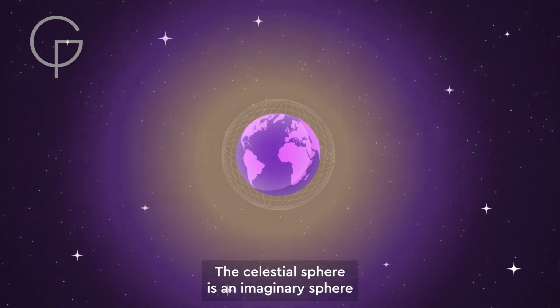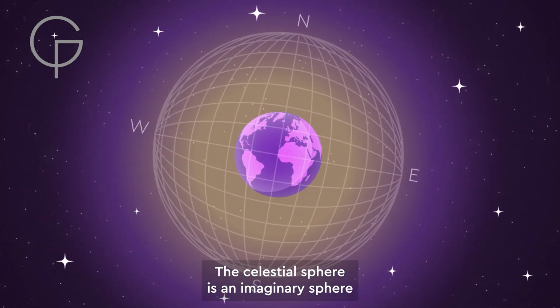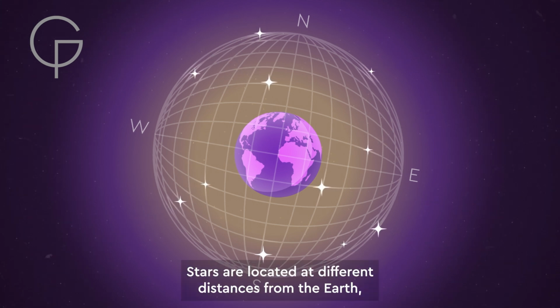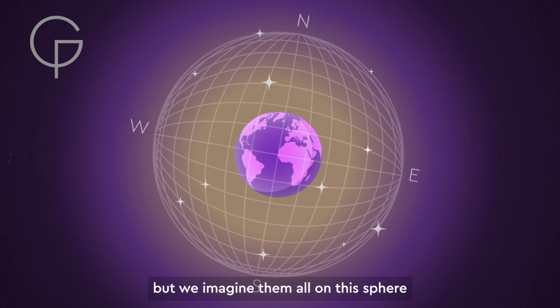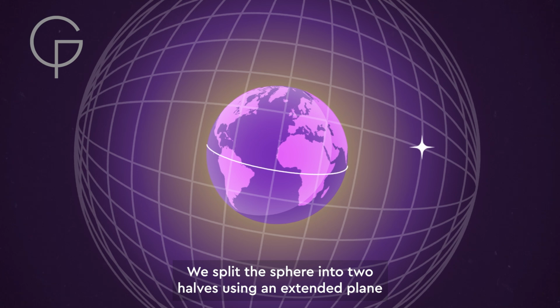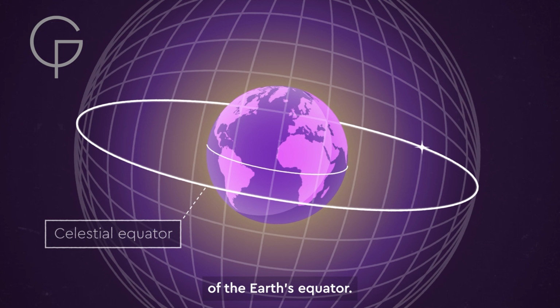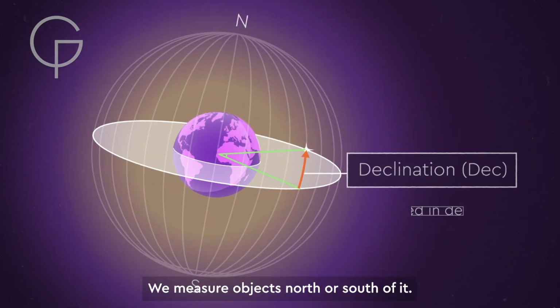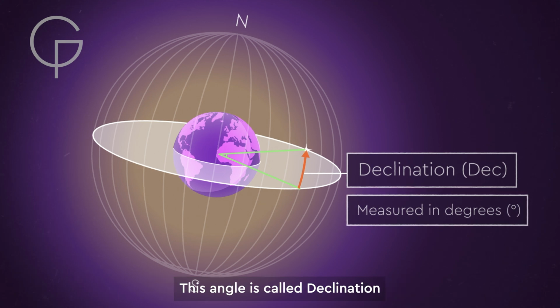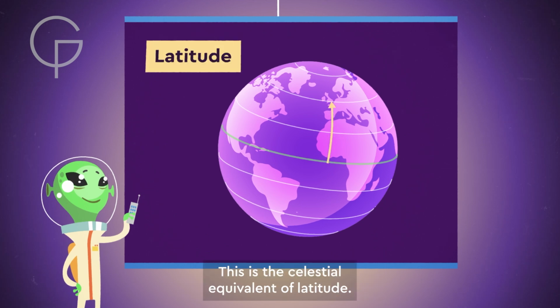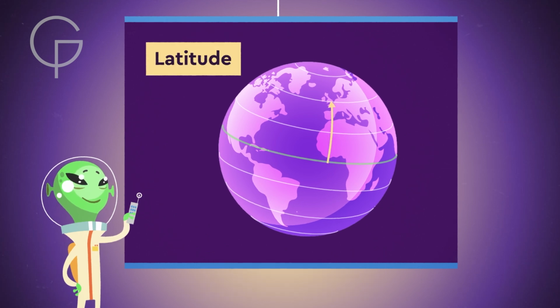The celestial sphere is an imaginary sphere around the Earth. Stars are located at different distances from the Earth, but we imagine them all on this sphere to make things simpler. We split the sphere into two halves using an extended plane of the Earth's equator, the celestial equator. We measure objects north or south of it. This angle is called declination, and it's measured in degrees. This is the celestial equivalent of latitude.